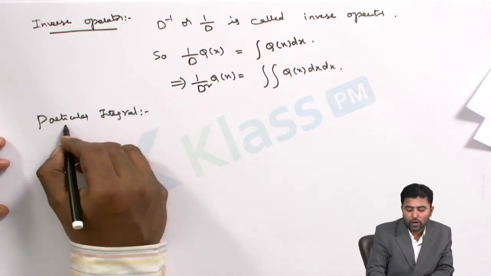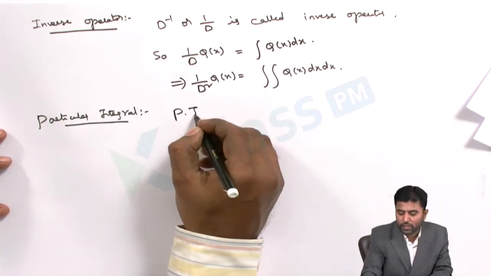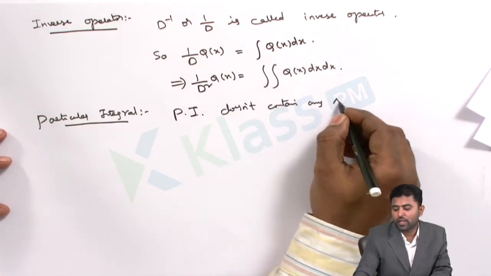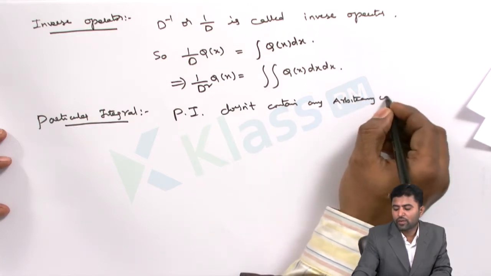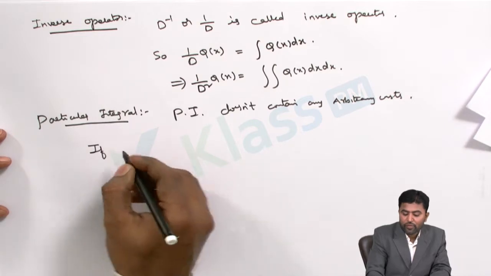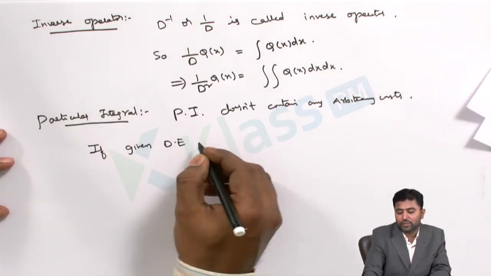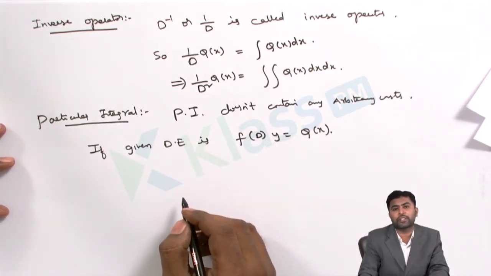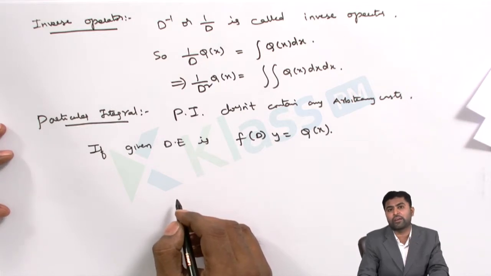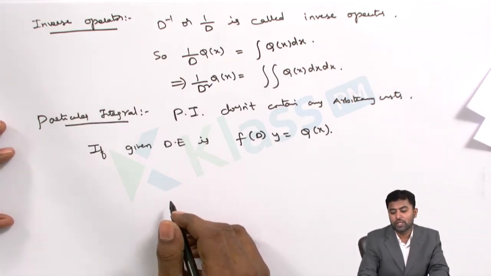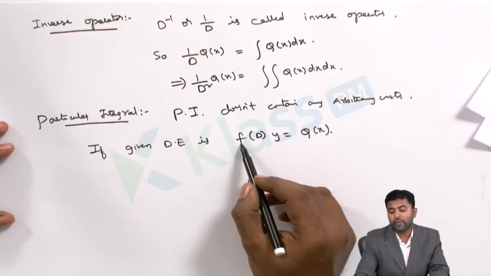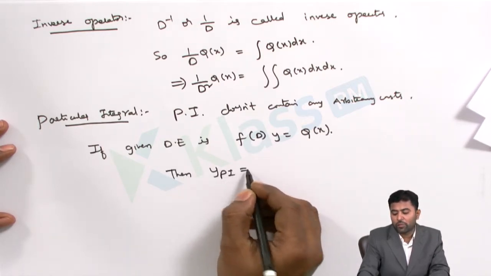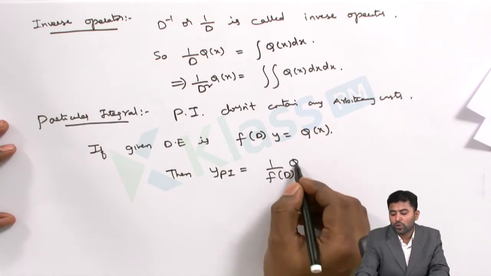Particular integral, or particular solution, doesn't contain any arbitrary constants. If the given differential equation is f of D into y is equal to Q of x, a non-homogeneous linear differential equation, then only we'll have a particular integral. So if the given differential equation is of the form f of D into y is equal to Q of x, then y_PI will be 1 by f of D into Q of x.